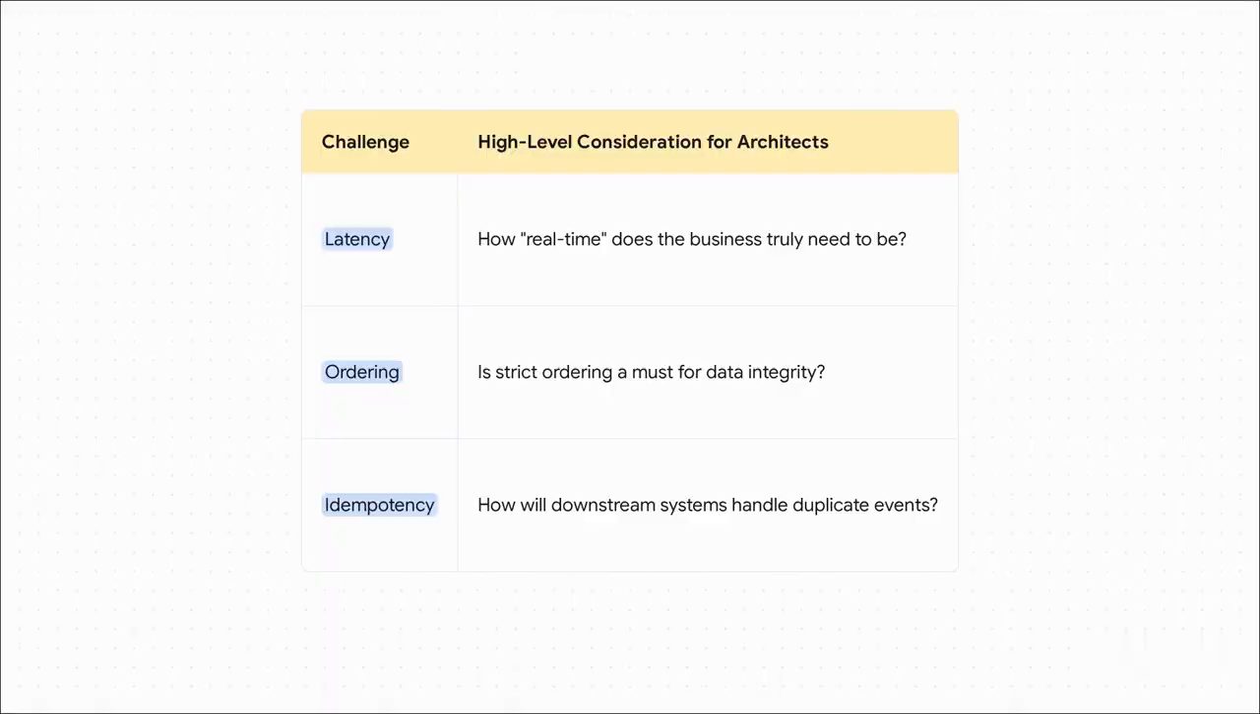So this table really brings it all home. These are the big architectural questions you have to answer. For latency, you've got to ask the business, how real-time is real-time? Is a few seconds okay, or do we need sub-second? For ordering, what's the actual business impact if we process things out of order? And for idempotency, what's our plan for dealing with duplicate messages? These aren't just technical details, they are foundational decisions for your design.